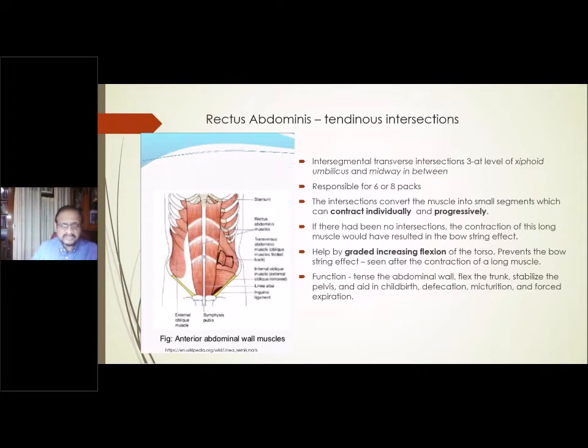So there are either 6 or 8 bellies, and they would contract individually and progressively. So basically the function of rectus abdominis would be tensing the abdominal wall, flexing the trunk, stabilizing the pelvis, and aiding in childbirth, defecation, micturition, and any kind of forceful action, including forced expiration. So that is basically the rectus abdominis.